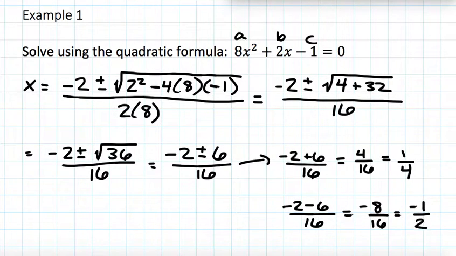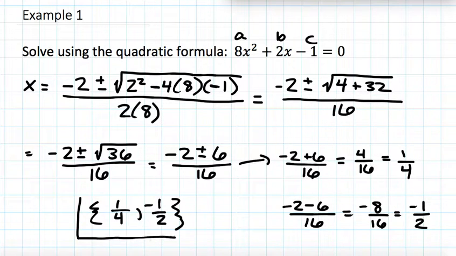You are also going to want to reduce fractions, because if you put in a fraction that can be reduced, MyMathLab is going to mark it wrong. So my two answers here are 1/4 and negative 1/2. And in MyMathLab, just like we saw earlier with these problems, they're going to have a bracket. You're going to type the answers in the bracket separated by a comma. Do not put parentheses around them.